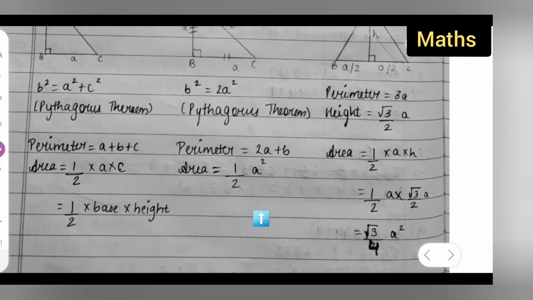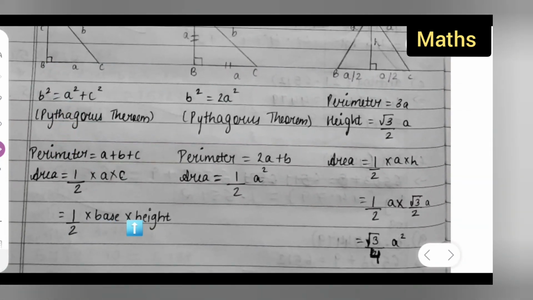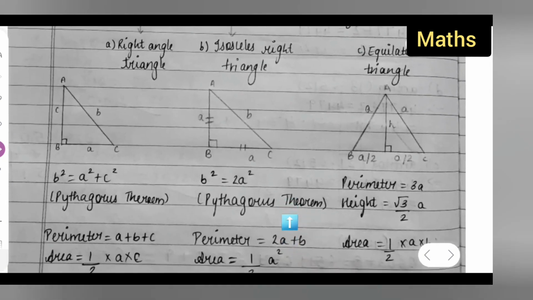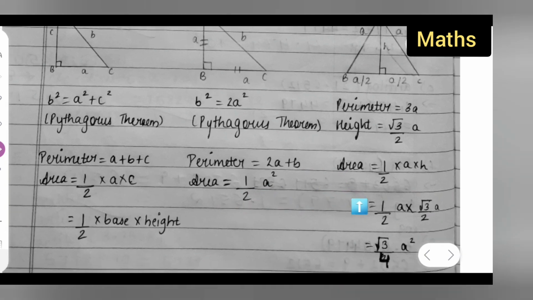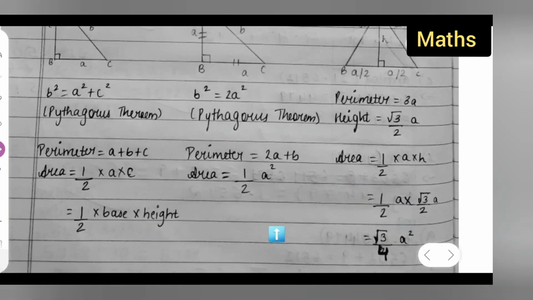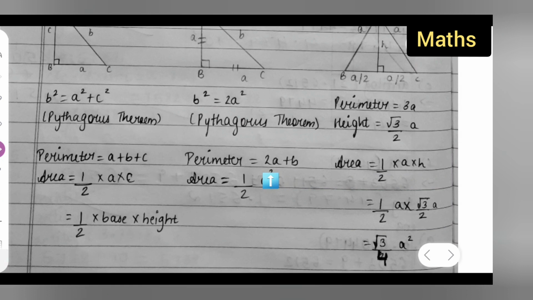Now let us see the perimeter of the other shapes. Perimeter of the right angle triangle. Area will be half into B, half into A into C, means half into base multiplied by height. Perimeter of the isosceles right triangle is 2A plus B. Area will be half of A square, and here I have already told you all about it. Okay. Next, moving further. Okay, you all can take down this. Okay, this is a very important part.